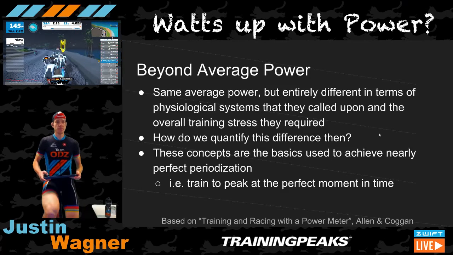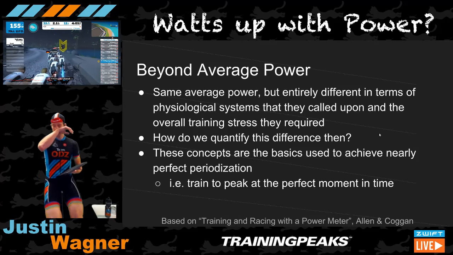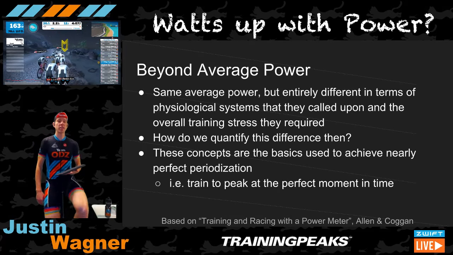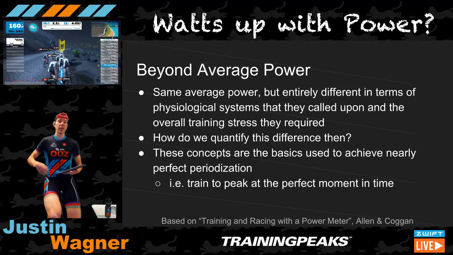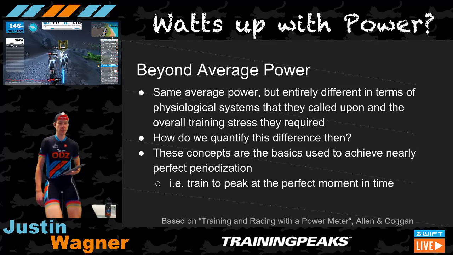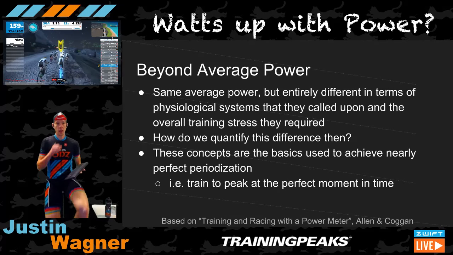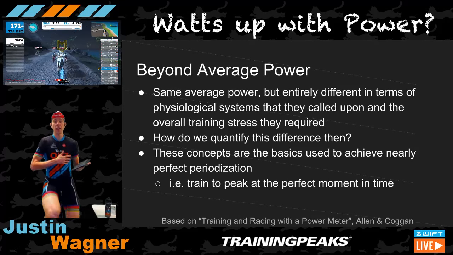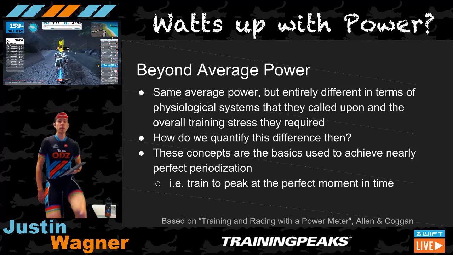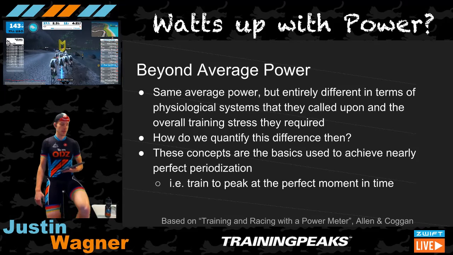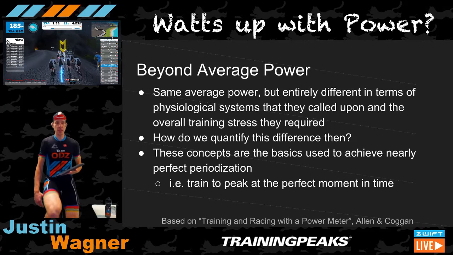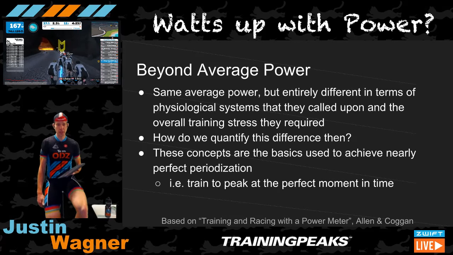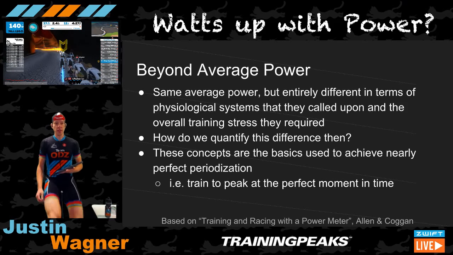So this is where normalized power is going to come into play to help us differentiate, give us a number to help understand the difference there. These two workouts, the same average power, but we know they're completely different in how they tax the body, what physiological systems they call upon, and the stress incurred. How are we going to quantify this difference?